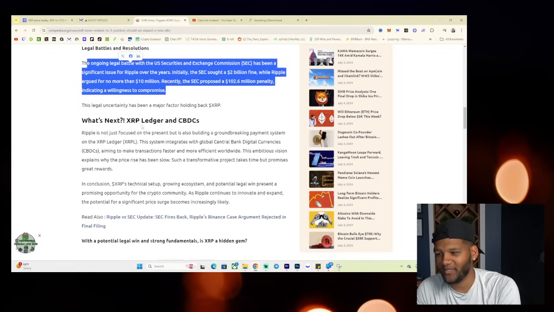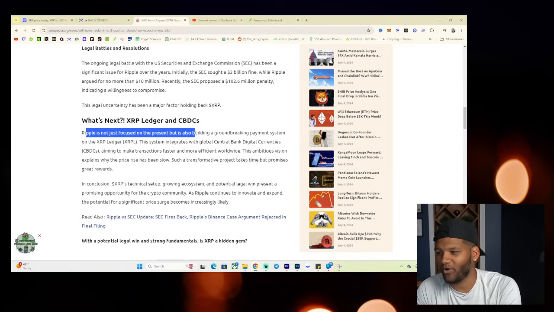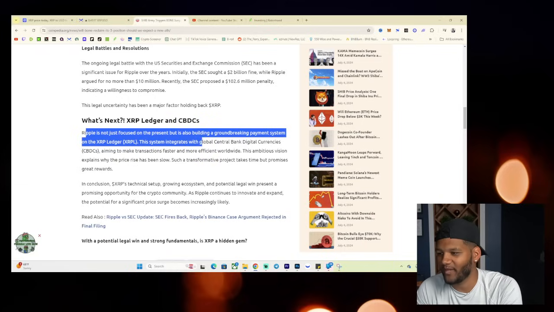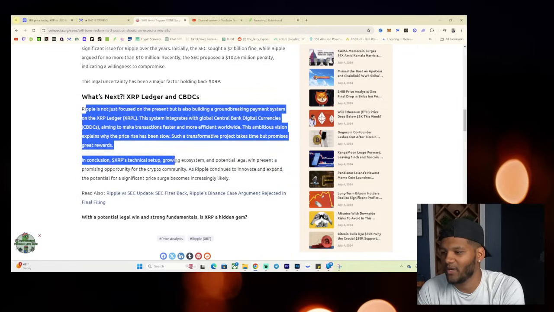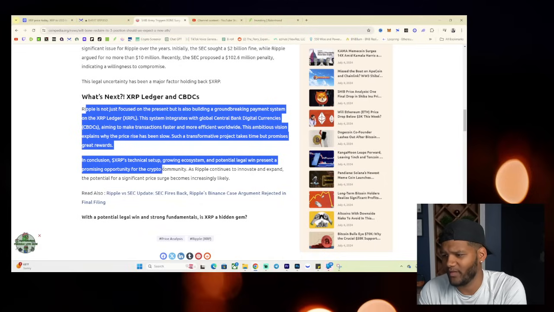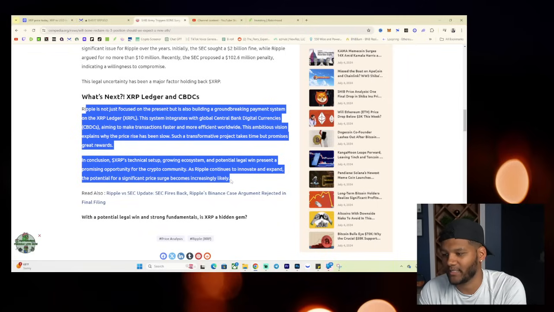What's next for XRP Ledgered CBDCs? Ripple is not just focused on the present, but also building a groundbreaking payment system on the XRP Ledger. This system integrates with global central bank digital currencies, CBDCs, aiming to make transactions faster and more efficient worldwide. This ambitious vision explains why the price rise has been so slow. Such a transformative project takes time, but promises great rewards. In conclusion, XRP's technical setup, growing ecosystem, and potential legal win present a promising opportunity for the crypto community. As Ripple continues to innovate and expand, the potential for a significant price surge becomes increasingly likely.